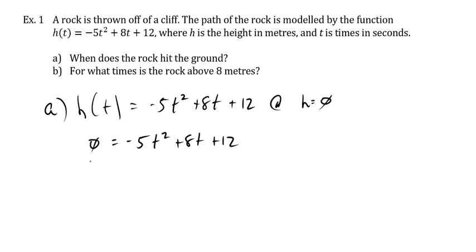That's a grade 10 mistake. If it's equal to 8 or something like that, you can't necessarily do this. Or if it's equal to y, you certainly can't do this. But if you have an equation equal to 0, then I can multiply everything by negative 1, and I still get 0 equals positive 5t squared minus 8t minus 12.